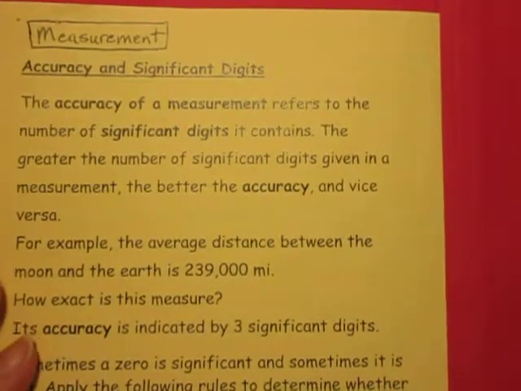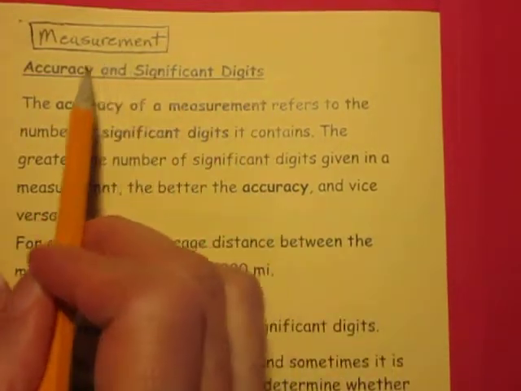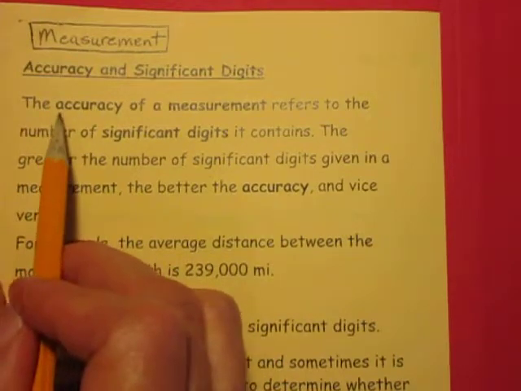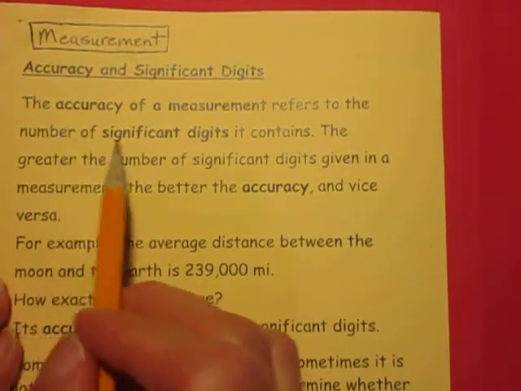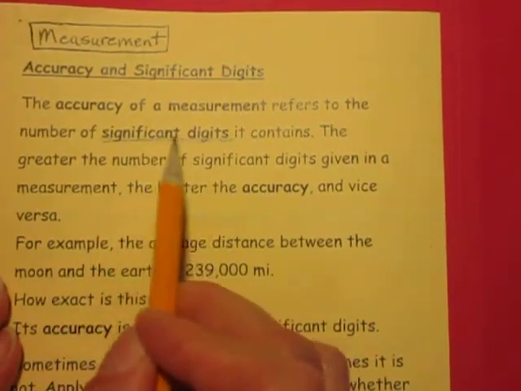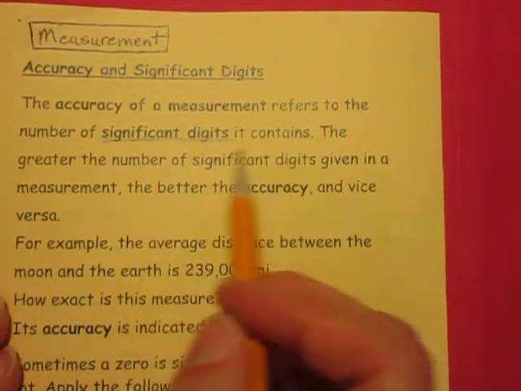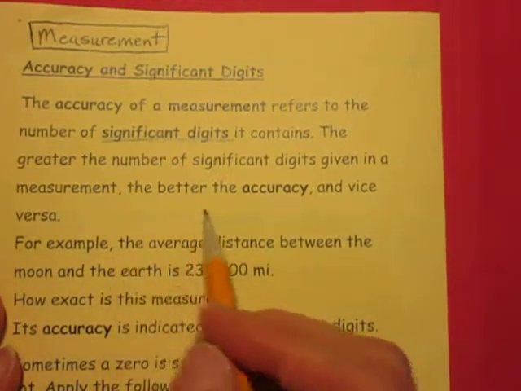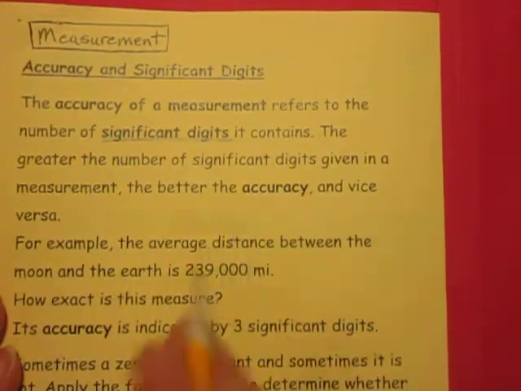Okay, in this lesson we're going to be introduced to significant digits and specifically how that relates to accuracy. So again, we need to look at some definitions. The accuracy of a measurement refers to the number of significant digits. Because that definition uses significant digits, we're going to really need to focus on what we mean by significant digits. Basically, the greater the number of significant digits in a measurement, the better the accuracy, and vice versa. So we know that they're definitely related.